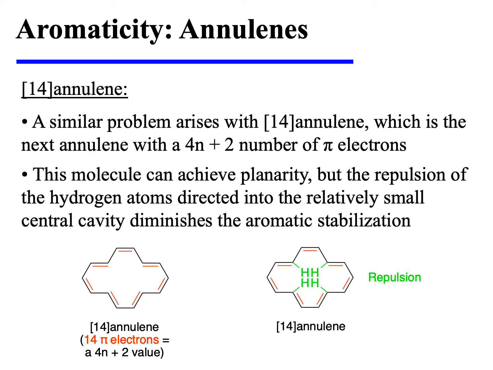A similar problem arises with [14]-annulene, which is the next annulene with a 4n plus 2 number of pi electrons. This molecule can achieve planarity, but the repulsion of the hydrogen atoms directed into a relatively small central cavity diminishes the aromatic stabilization.